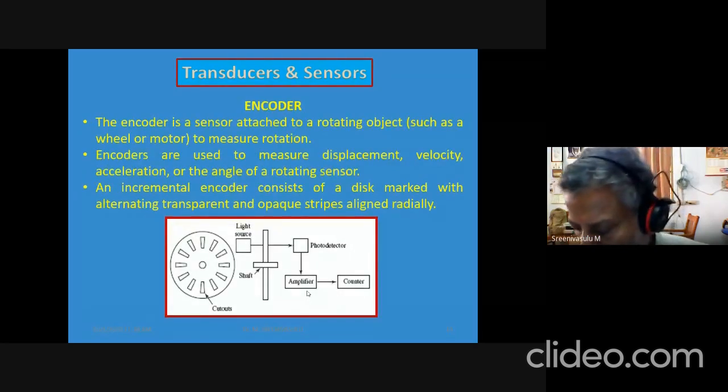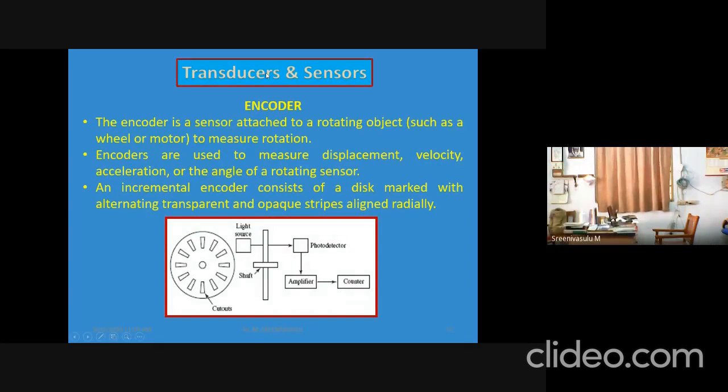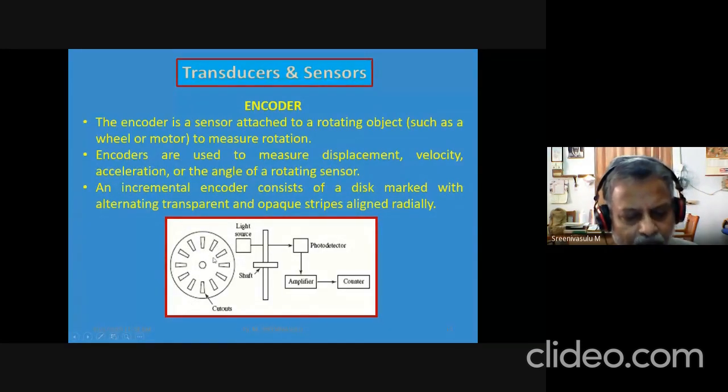So this is your encoder. If you try to see this particular encoder, it has a circular disc having some transparent slots alternately, and they are all equally distributed. Now in this particular figure, this vertical rectangular piece, if you refer, is this piece.